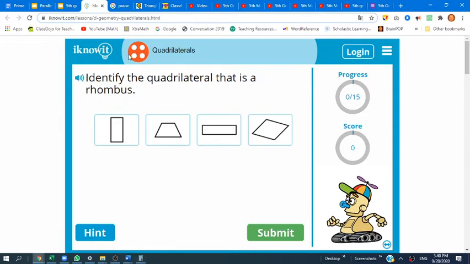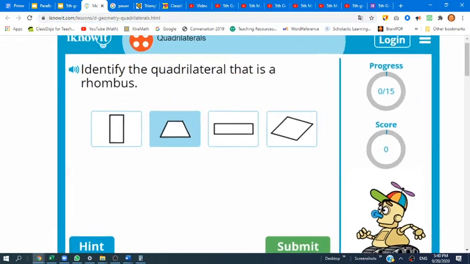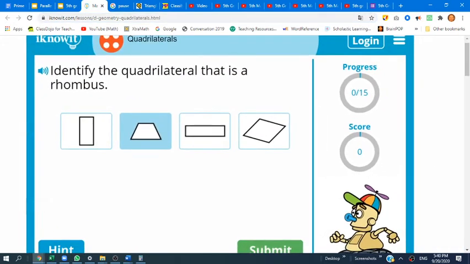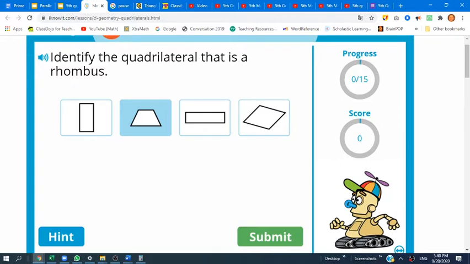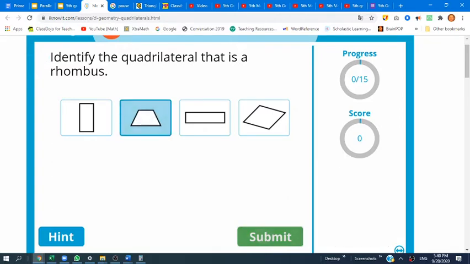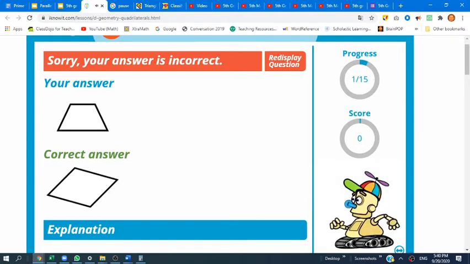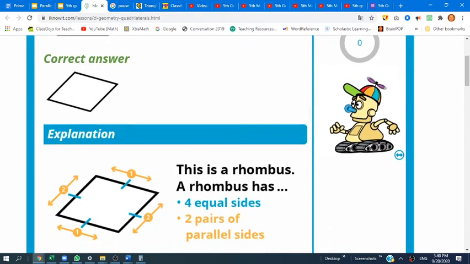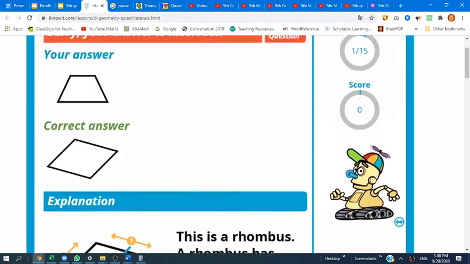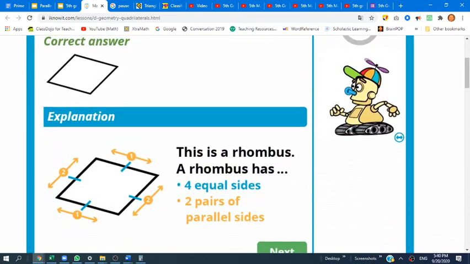This is all about geometry and quadrilaterals, so identifying the quadrilateral. For example, which one is the rhombus? This one. Submit. Oh, didn't get that one correct. Oh, okay. Sorry, I picked a different quadrilateral. Not paying attention. This is a rhombus. Yeah. All right. I picked the trapezoid.